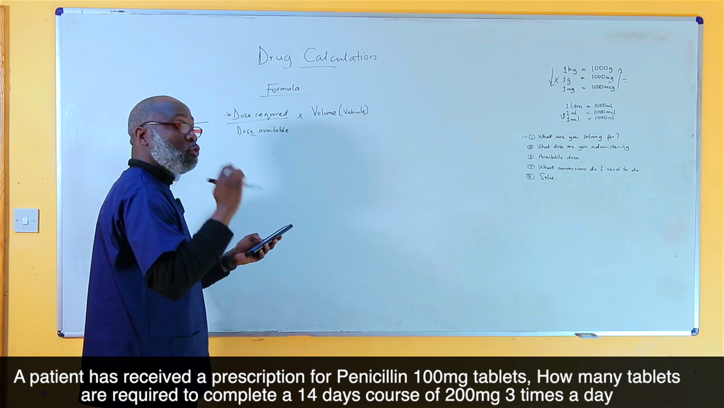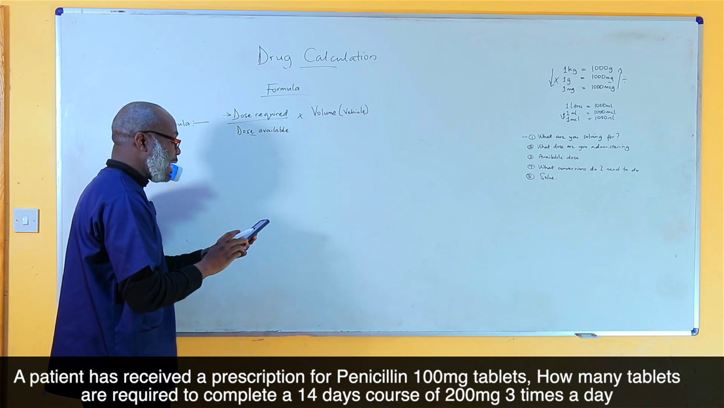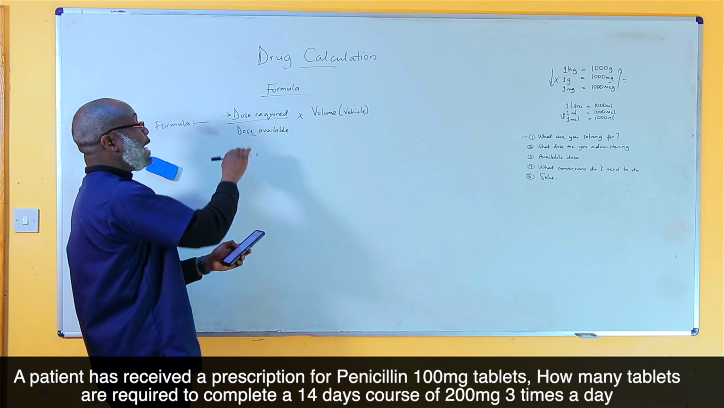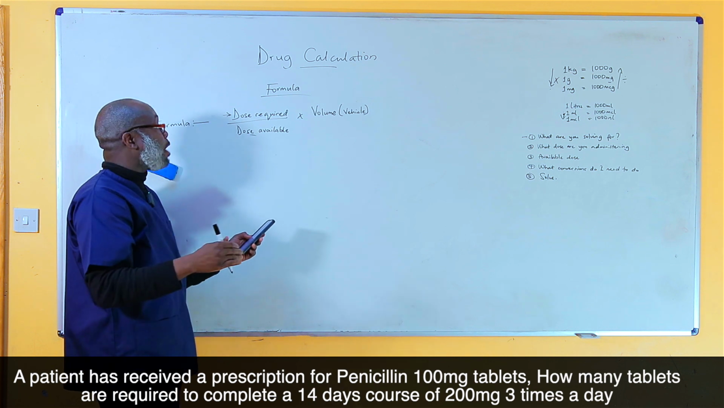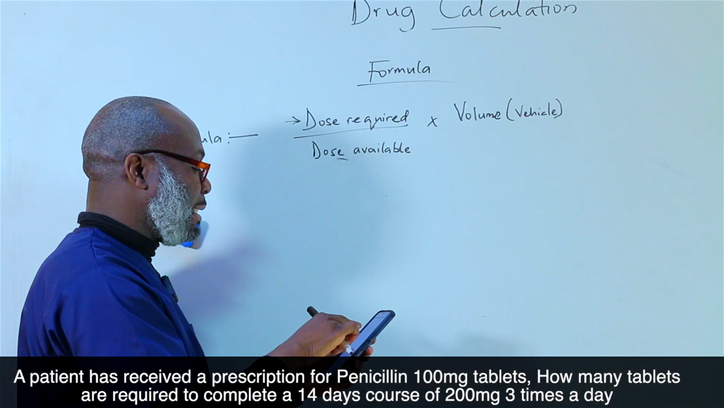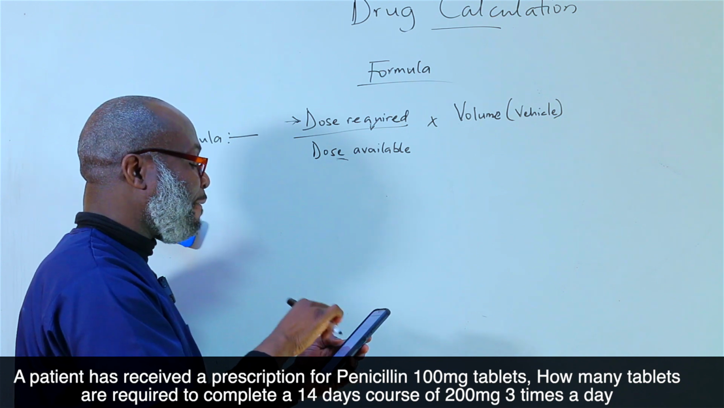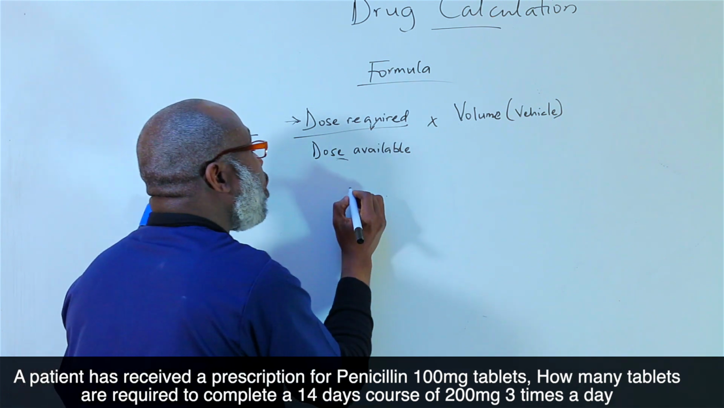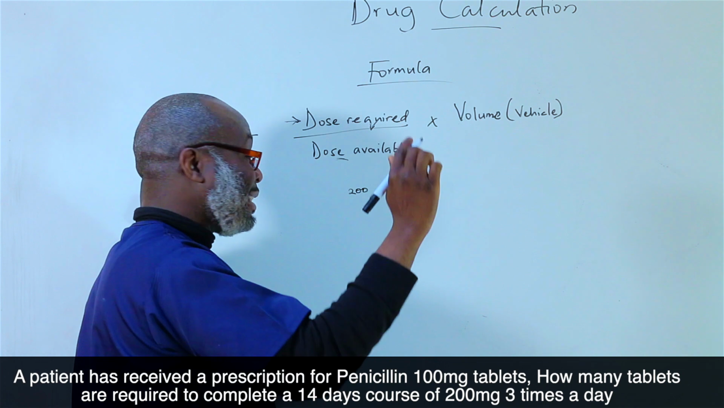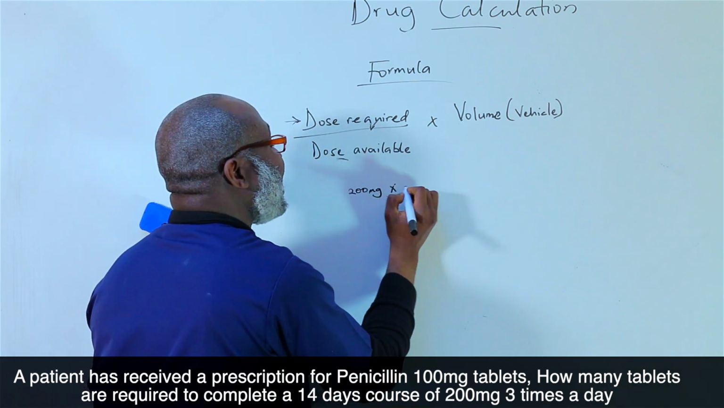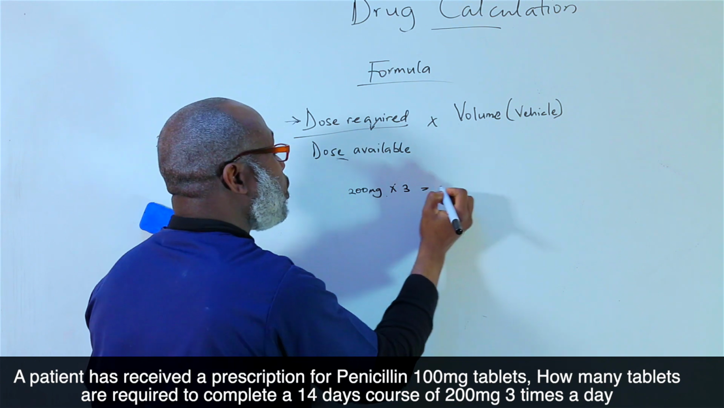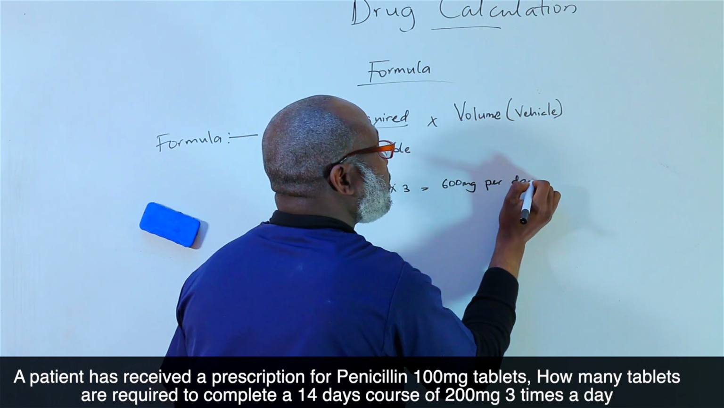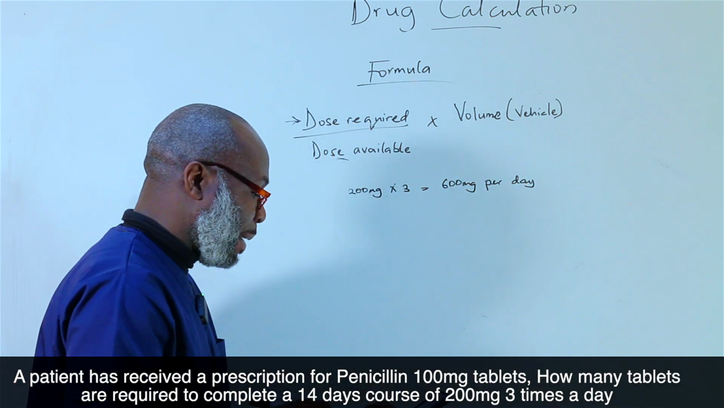The main thing is for you to understand it. It says, a patient has received a prescription for penicillin 100 milligrams. That is to say, the dose available is in 100 milligrams. So how many tablets are required to complete their 14-day course of 200 milligrams 3 times daily? So you have 200 milligrams at once, but 3 times daily. That is 200 milligrams times 3 times daily equals 600 milligrams per day.